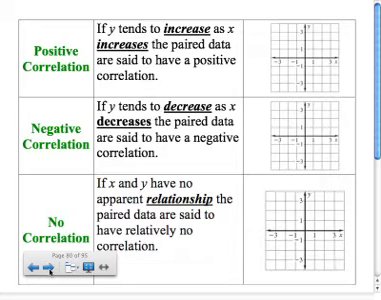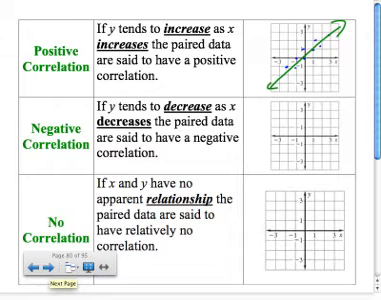Okay, so positive correlation is when your Y tends to increase as X increases. In other words, your independent and dependent variables increase at the same rate or relatively the same rate. And so the scatter plot of positive correlation might look something like this, where they're all kind of going up in this direction. And the easy way to remember that is if you were to draw a line through those points, the slope of that line is positive, therefore it's positive correlation.